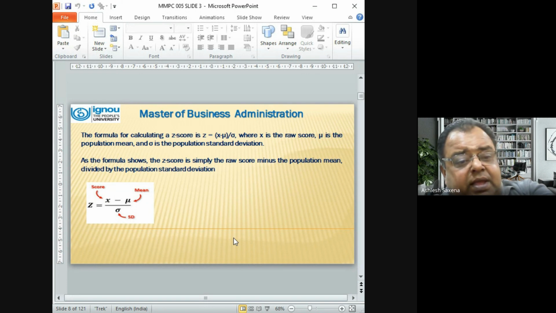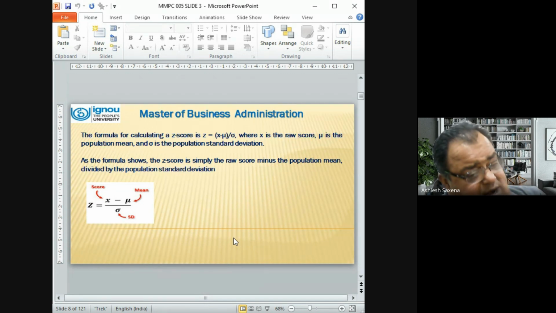As the formula shows, Z score is simply the raw score minus the population mean, divided by the population standard deviation. That means Z is equal to (x minus mu) upon sigma. That is, x minus mean upon standard deviation.